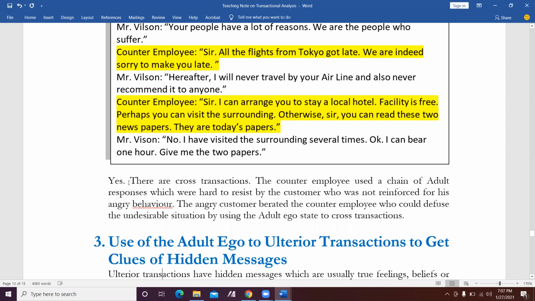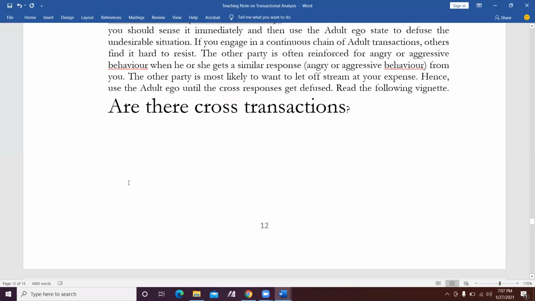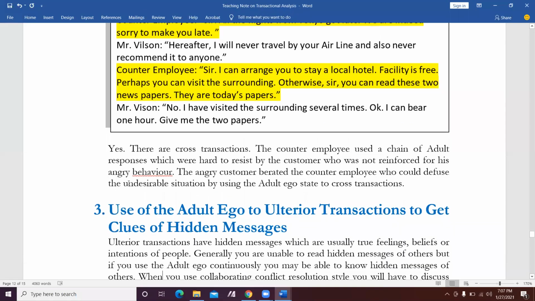So what was the question? Are there cross transactions? Yes, there are cross transactions. The counter employee used a chain of adult responses, which were hard to receive by the customer, that is Mr. Wilson, who was not reinforced for his angry behavior.